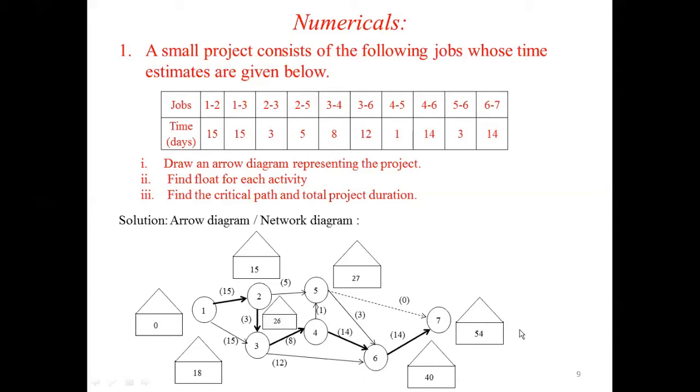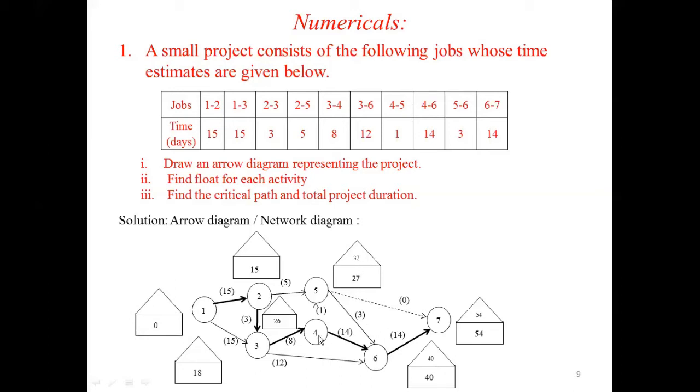That is in the backward pass. Whatever value you got, 54, at the end of the node, the same value you have to enter here: 54. Next, for node 6, 54 minus 14 will get 40. For node 5, 40 minus 3 will get 37.